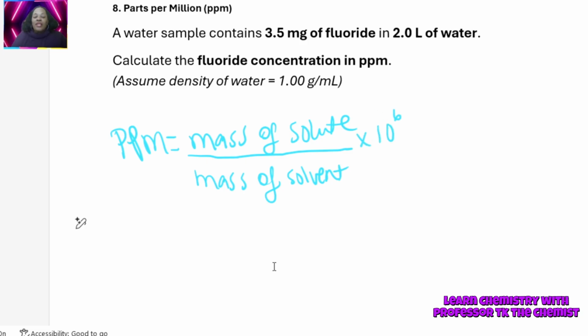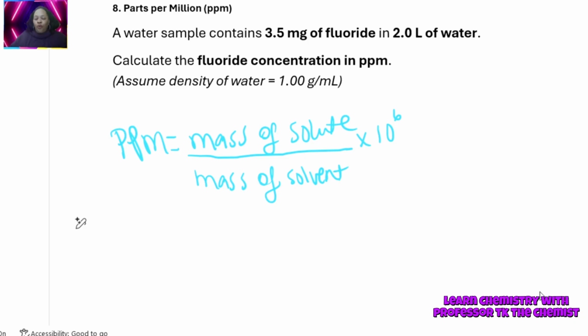Now I'm going to explain to you again what this first formula means. You see where it says parts per million equals mass of solute divided by the mass of the solution times 10 to the sixth power. You use this formula when you are given masses and when the solution is not water.